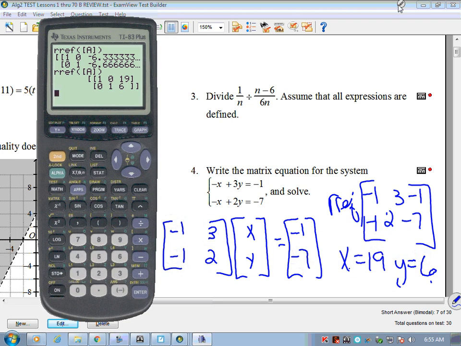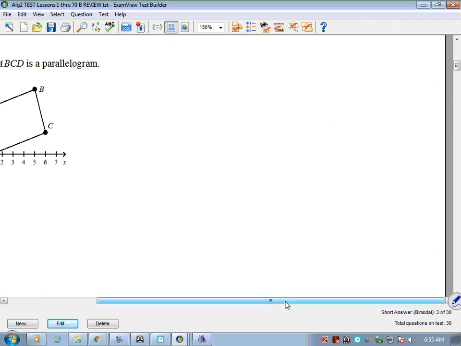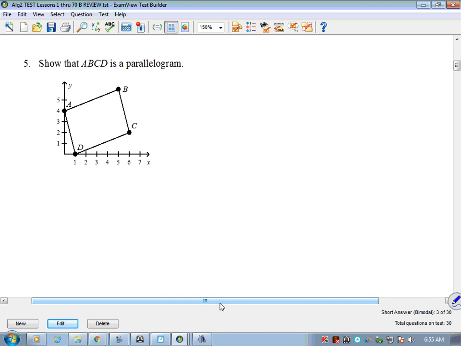Alright, we'll clear some of this stuff out. Let's come down to number 5. We want to show that this is a parallelogram. Easiest way to do that first and foremost is to find the slopes of our lines.